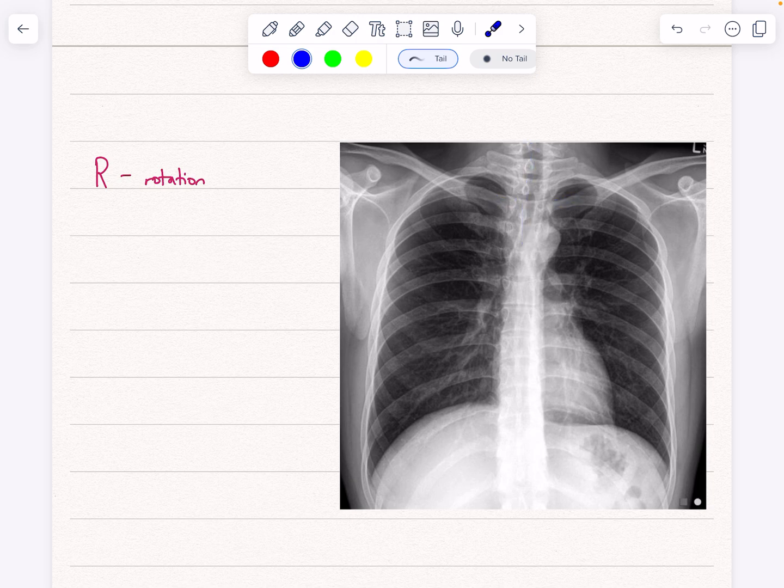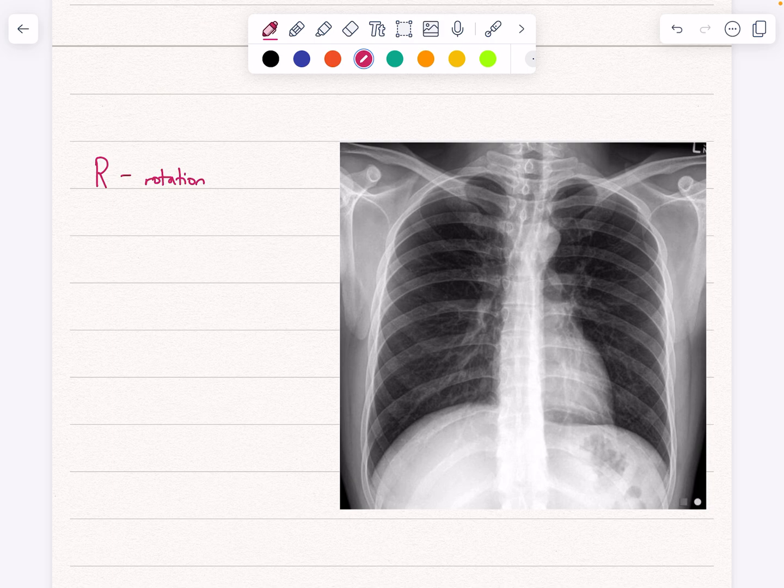If the spinous processes are too far to one side or too far to another, what this means is the patient wasn't lying completely flat when they're facing the actual chest x-ray machine. Their body's rotated one way or another. For example, if the clavicle was here, the spinous process were here, and the other spinous process was here, it's rotated one way or the other.